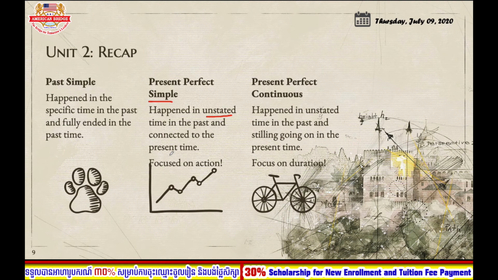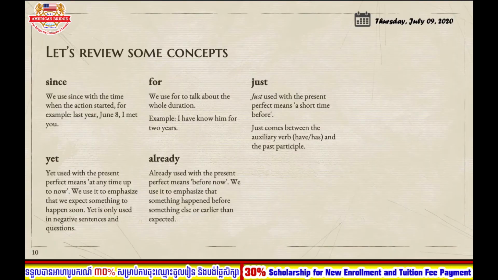However, the focus of present perfect simple is on the action. On the other hand, the present perfect continuous is also used to talk about the action that happened in unstated time in the past and is still going on in the present time. So we focus on the duration or the action that is still happening when you are speaking. So these are the three basic concepts that can help you differentiate between the three tenses.